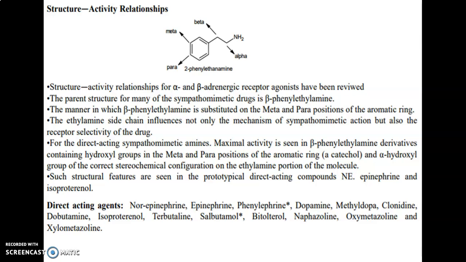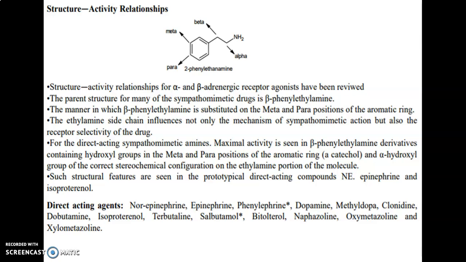For direct-acting sympathomimetic amines, maximal activity is seen when the beta-phenylethylamine derivatives contain hydroxyl groups at the meta and para positions of the aromatic ring, and the correct stereochemical configuration of the ethylamine portion of the molecule is present. Such structural features are seen in the prototypical direct-acting compounds like norepinephrine, epinephrine, and isoproterenol.